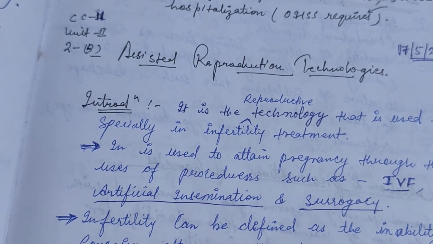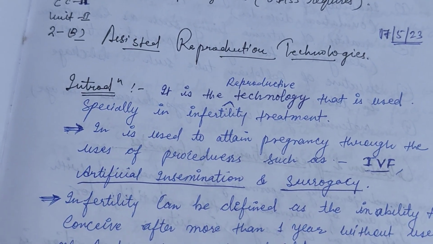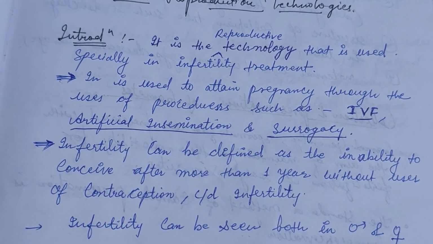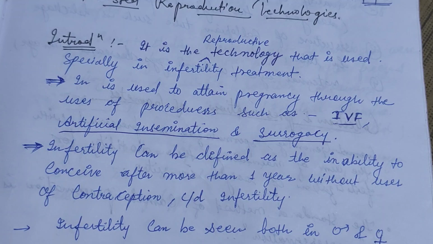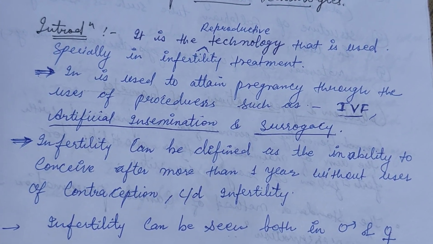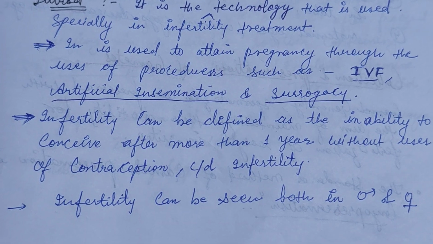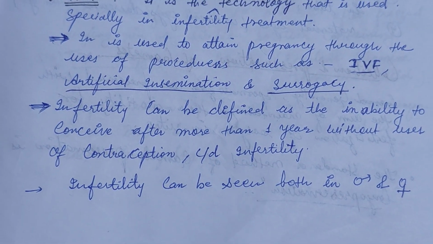In this video, we will cover the topic assisted reproduction technologies. It is the reproductive technology that is used especially in infertility treatment, and it is used to attain pregnancy through procedures such as IVF, in vitro fertilization, artificial insemination, and surrogacy.